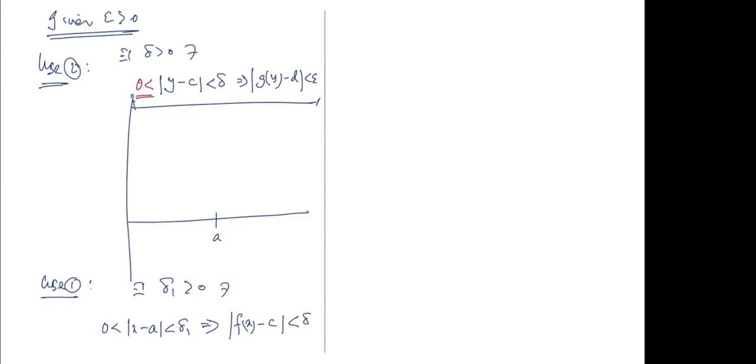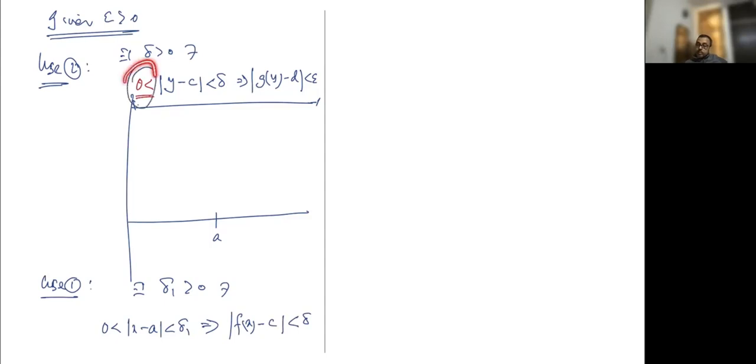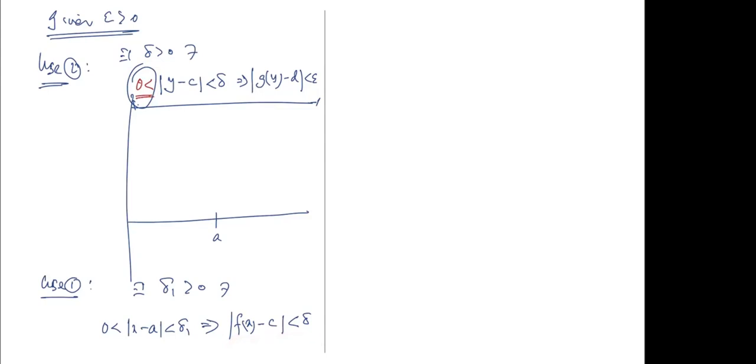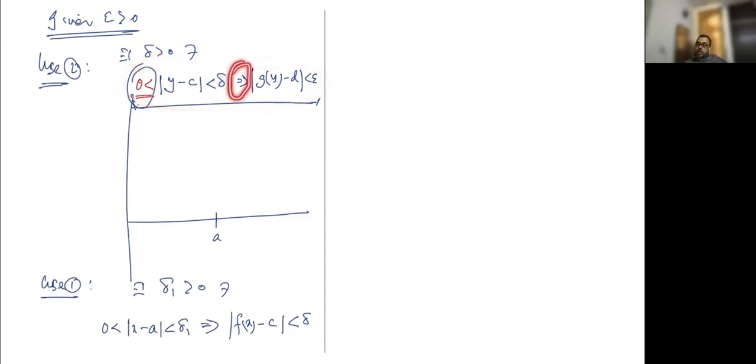Yes, sir. Now the problem would be precisely because of this. See, when you take x close to a, x within delta 1 distance of a, f(x) should be within delta distance of c. But you don't know whether f(x) should be different from c. And because of that, you won't be able to use this implication.